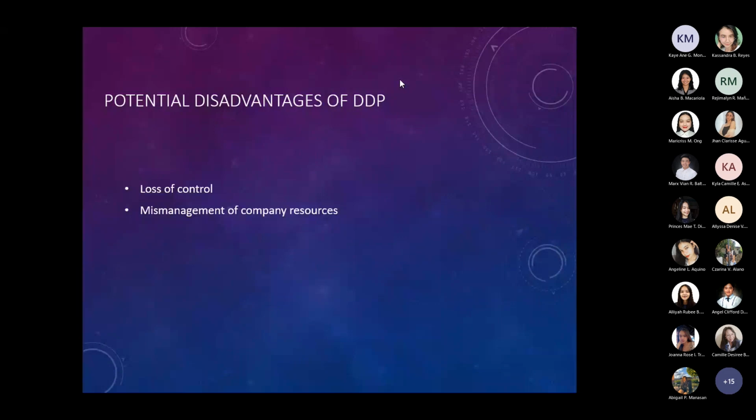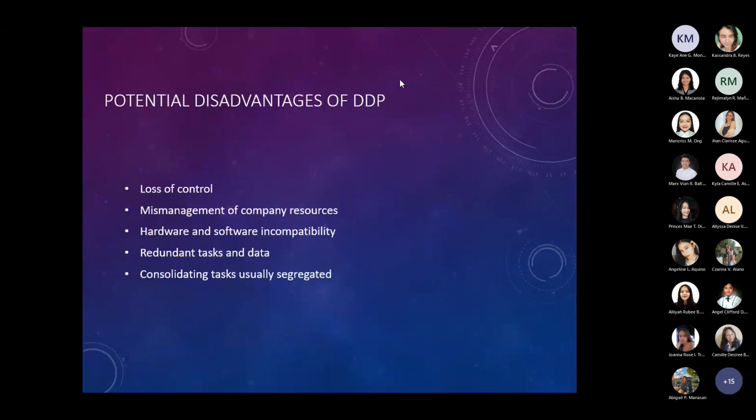And then hardware and software compatibility. Ma'am, bakit po? Eh kasi may kanya-kanya rin kayong procurement. So magkaiba yung nabili na software dun sa hardware. Instead na iisa yung computer services department lang ang gumagawa noon. And then redundant tasks and data. Bakit redundant? Kasi meron ka ng nasa head office, lahat pa kayo sa mga branches is gumagawa, redundant na.